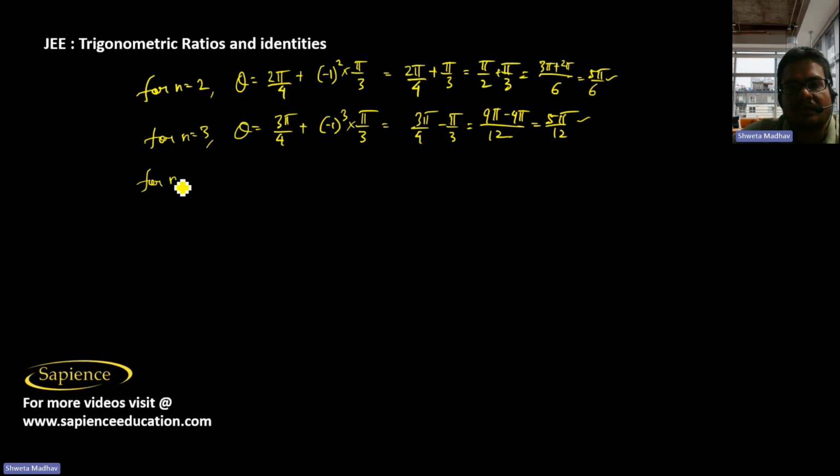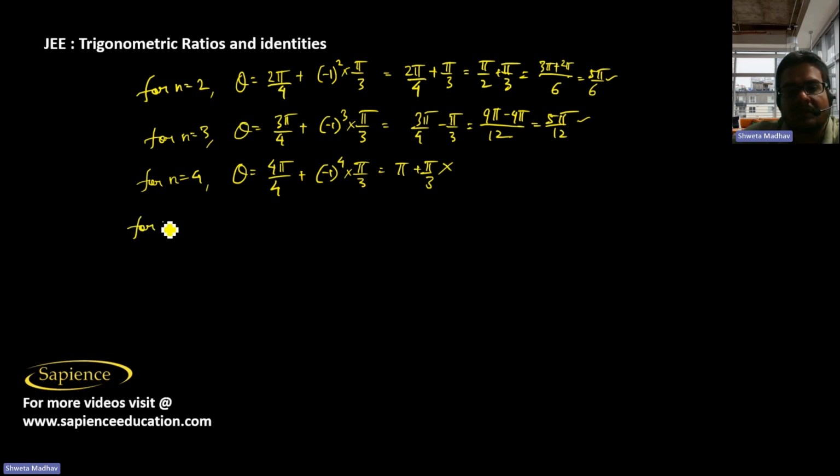Then for n equal to 4, we can say theta will be equal to 4 pi by 4 plus -1 whole power 4 into pi by 3. So this will be pi plus pi by 3, which we cannot take since it is going outside the range.